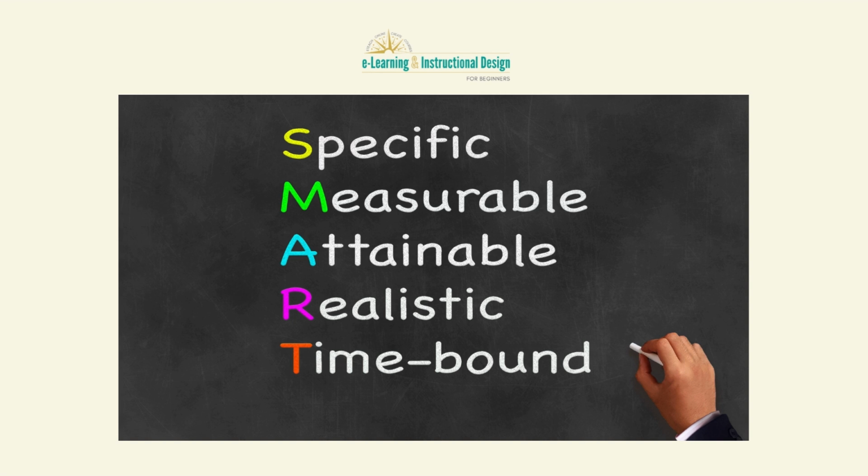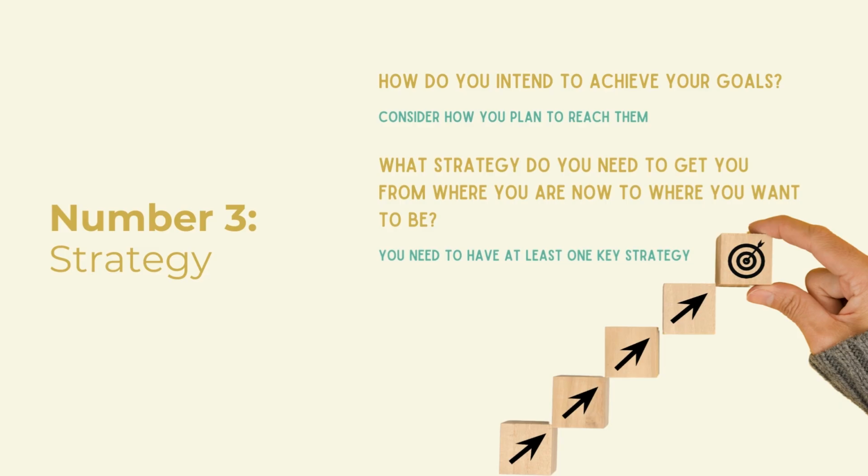But the goal-setting process doesn't stop once you've written SMART goals. Your next step is to decide on how you intend to achieve them, which is number 3, strategy. So after you've decided on your goals, you need to consider how you plan to reach them. This is the how part of the process, or you can also look at it like a higher level overview. How are you going to achieve your goals? What overarching strategy do you need to get you from where you are now to where you want to be?